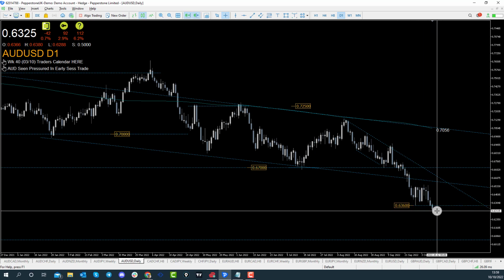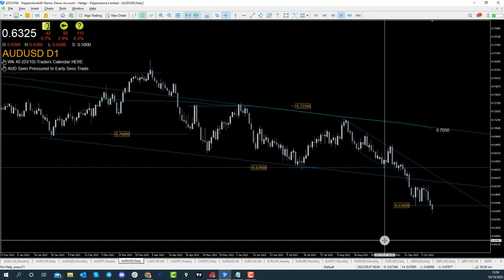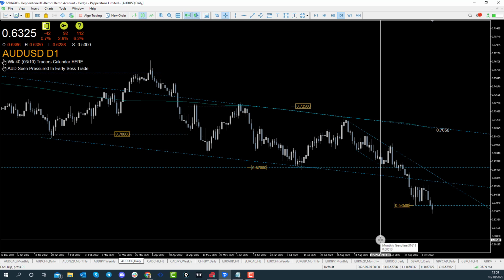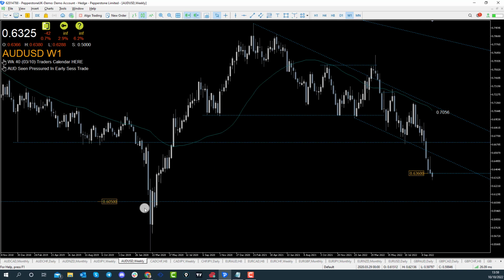That sentiment there shows us that we probably could see further downside in the market. Now, the next level of interest is going to be the 0.60 handle, or 0.6050, I should say. That handle there is going to be the next level of support for price. If I just go to a weekly time frame, you can see that we have this marked out here as an area of interest for price to potentially move to next.